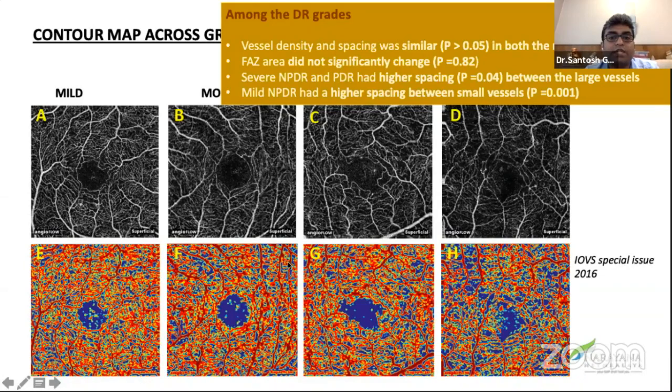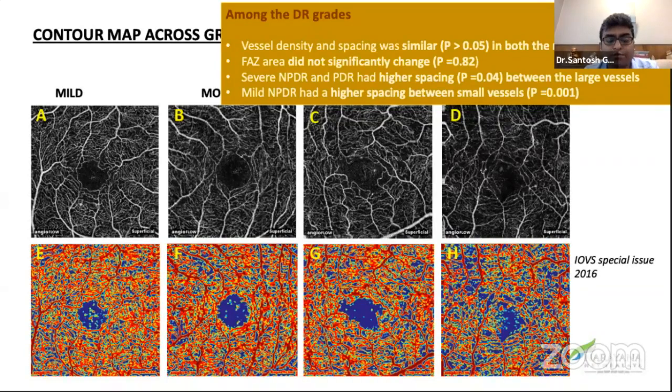But when we looked at these things with a statistical analysis, we found that in severe stages, the spacing between the larger vessels had increased, whereas in the initial phases like a mild NPDR, the changes happened between the smaller vessels. And the FAZ really didn't change much because these were eyes with no macular edema. These were flat maculas. These were just the changes that happened over the severity of diabetic retinopathy.